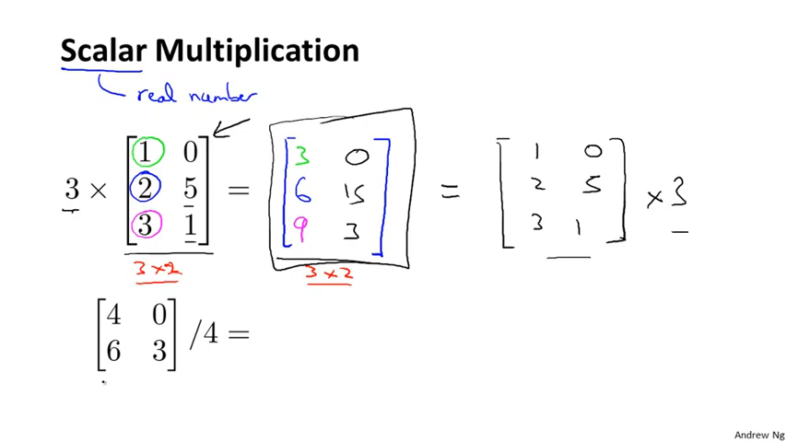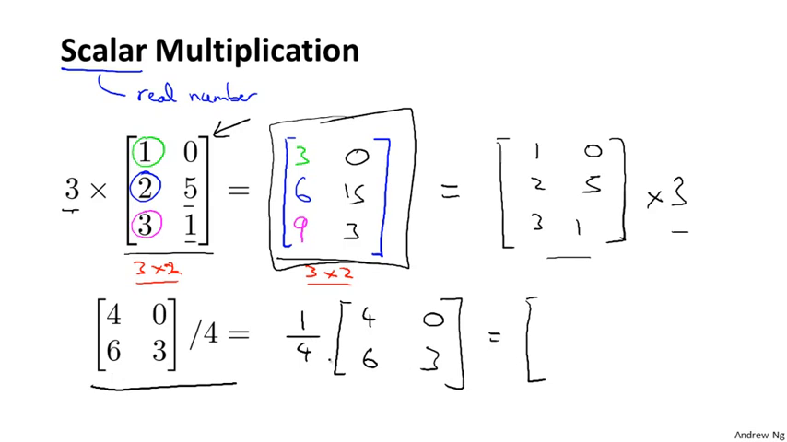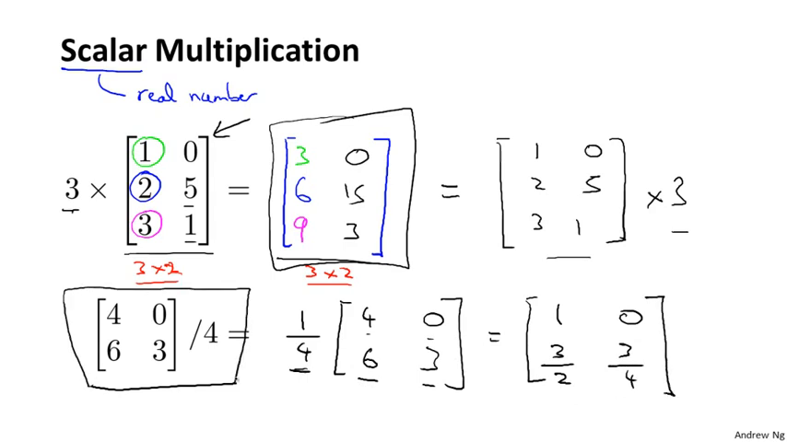You can also take a matrix and divide it by a number. Taking this matrix and dividing it by 4 is actually the same as taking the number 1/4 and multiplying it by this matrix, 4063. And so you can figure out the answer. The result of this product is: 1/4 times 4 is 1, 1/4 times 0 is 0, 1/4 times 6 is 3 halves, since 6 over 4 is 3 halves, and 1/4 times 3 is 3/4. And so that's the result of computing this matrix divided by 4.